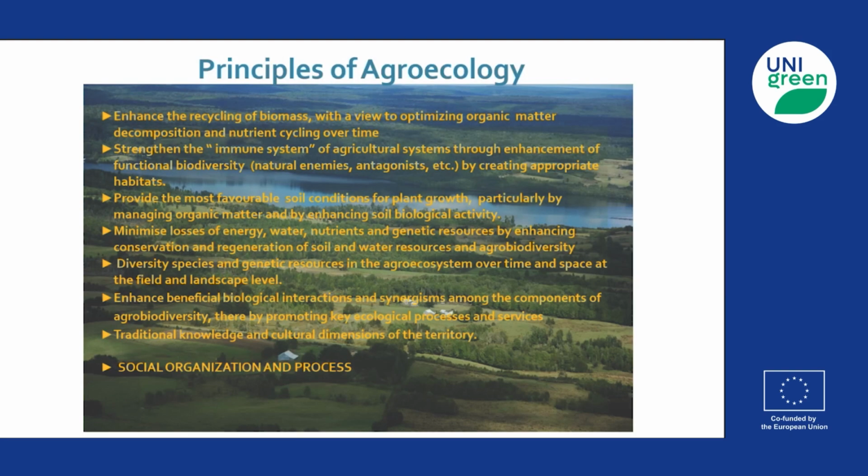These are the principles that we were discussing the other day about agroecology, just as a starting point. Enhance the recycling of biomass with a view to optimizing organic matter decomposition and nutrient cycling over time. So it's so important, starting with the organic matter accumulation. Strengthen the immune system of the agricultural system through the enhancement of functional biodiversity. Another principle that is so important, and this is what we were discussing. Provide the favorable soil condition for plant growth, particularly organic matter, and enhancing our soil biology.